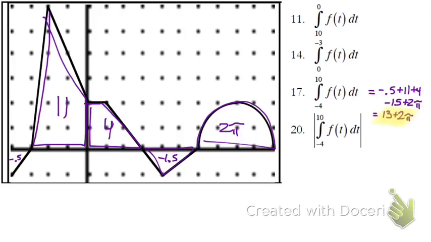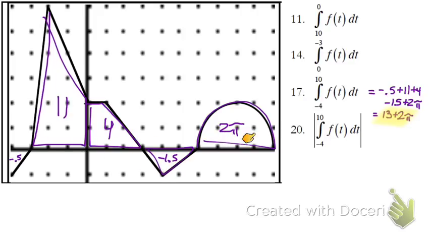All right, so for 17, excuse me, we had this negative, we're going all the way from negative 4, by the way, all the way to positive 10 way over here. So we have this little negative 1/2 piece, plus 11, plus 4, minus 1.5, plus 2 pi. So if I add up all of these together, I get 13 plus 2 pi.